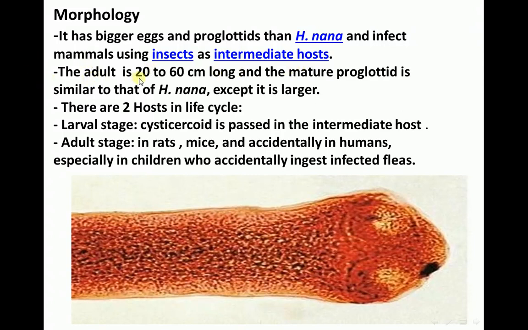Adult worm is about 20 to 60 centimeters long, and the mature proglottid is similar to that of H. nana except it is larger. There are 2 hosts in the life cycle of this parasite. Intermediate host contains the larval stage, which is called cysticercoid, and definitive host contains the adult worm. Definitive hosts, as we said, are rats, mice, or humans, especially children who accidentally ingest infected fleas.